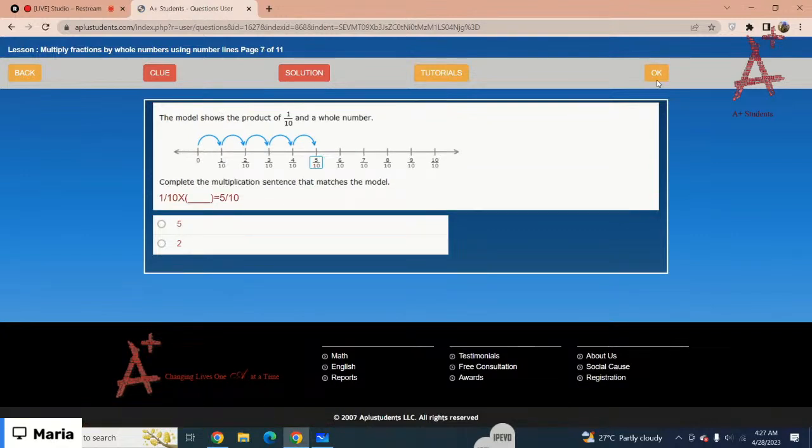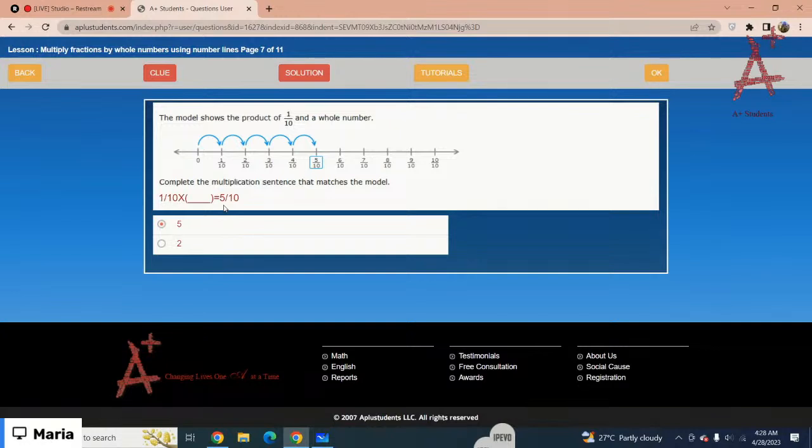The model shows the product of 1 by 10 and a whole number. You have to identify the whole number. Which is the whole number? 1 by 10 times a missing number equals 5 by 10. So the missing number is, yes, very good. The missing number is 5.